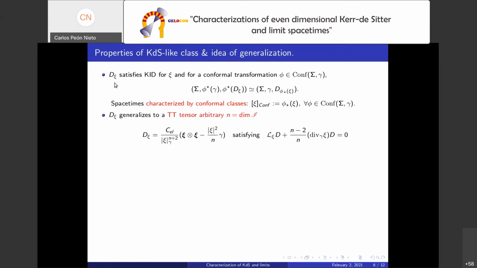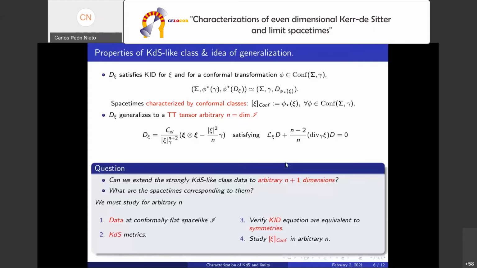Moreover, this TT tensor, d psi, generalizes to a TT tensor in arbitrary dimensions by simply changing a few numbers, this exponent here and this number here, from 3 to arbitrary n. And this TT tensor satisfies this equation, which recovers the Killing initial data (KID) equation for n equal to 3.